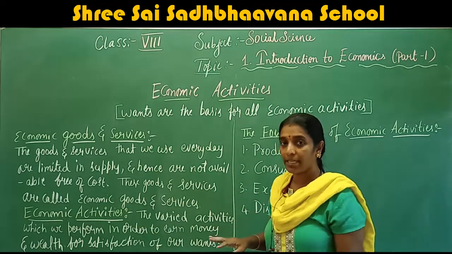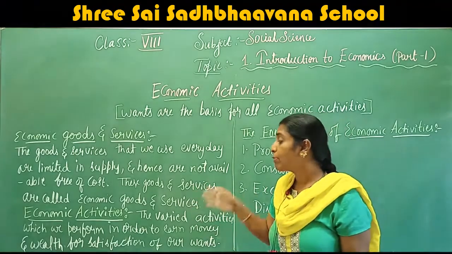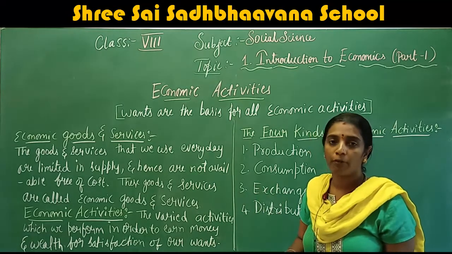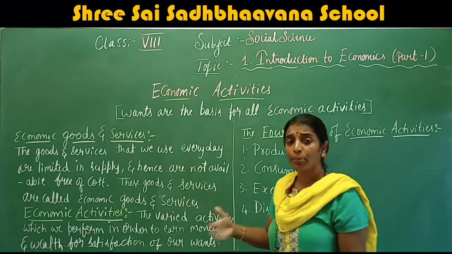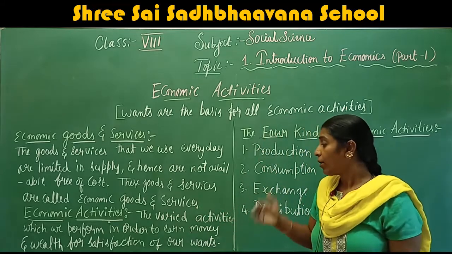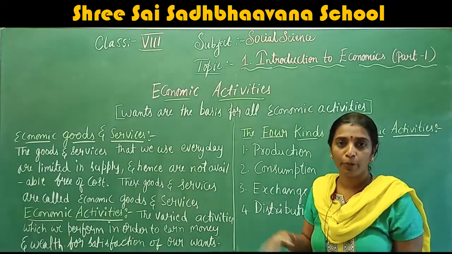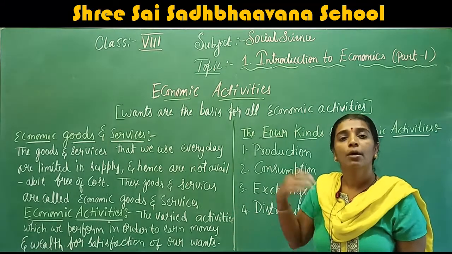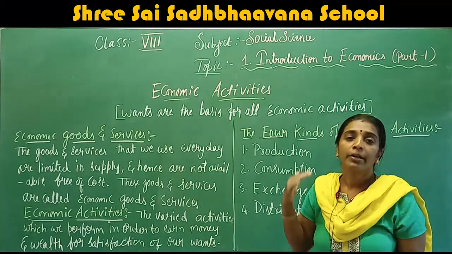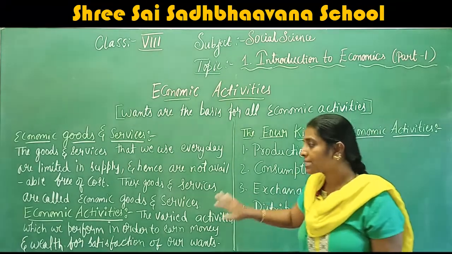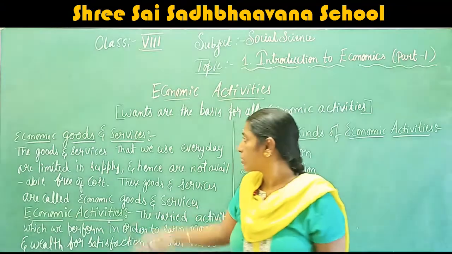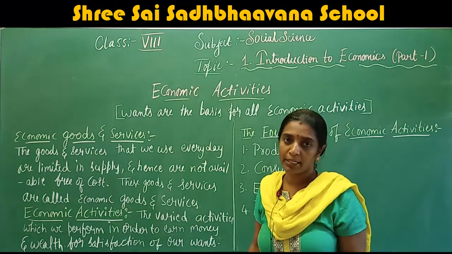Children, now we will understand the meaning of economic activity. The varied activities, that means the various activities which we perform in order to earn money and wealth for the satisfaction of our wants. So, what do you mean by economic activity? The various activities which we perform in order to earn money. Why do we want money or wealth? To satisfy our needs or wants. So those activities are known as economic activities. I hope you understood economic goods and services and economic activities, children.